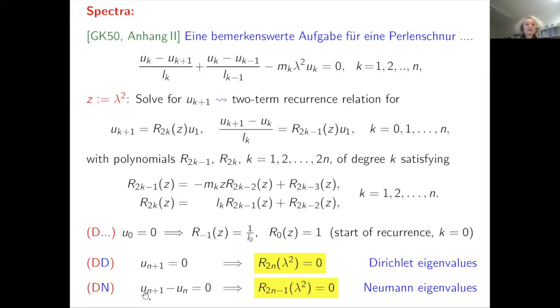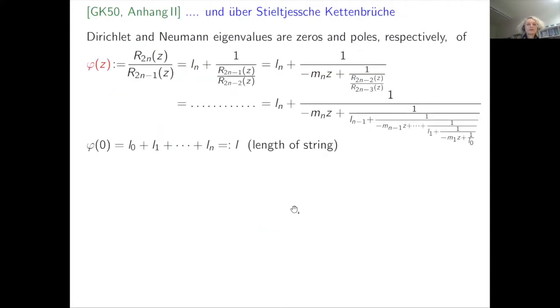Now for the Dirichlet-Neumann eigenvalues, we have this condition at the right. Correspondingly, if we look up here, this is 0 if the odd polynomials are 0. So the eigenvalues of the Dirichlet-Neumann problem that we consider here are the zeros of these odd index polynomials. Now on the next slide, we will consider the quotient of these two. We see that the Dirichlet and Neumann eigenvalues will be the zeros and poles of the quotient formed out of these two polynomials. And this brings us to the second part of the title of this appendix in the Gochberg-Krein second edition of the 1950 book, which is called "und über Stieltjessche Kettenbrüche" in German, so, and on continued fraction expansions.